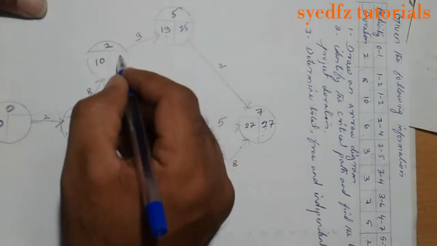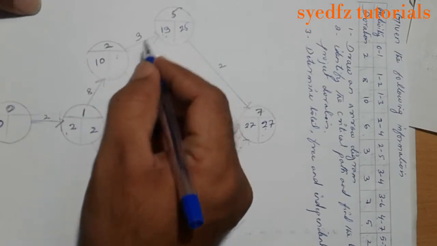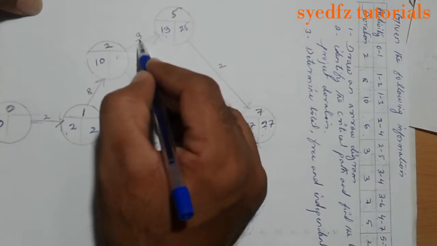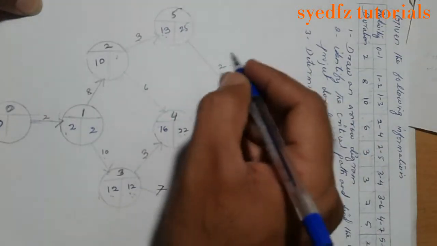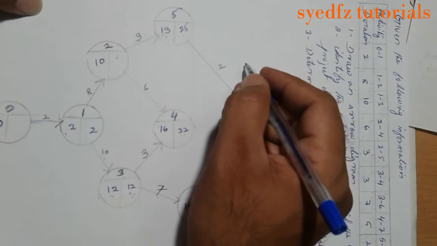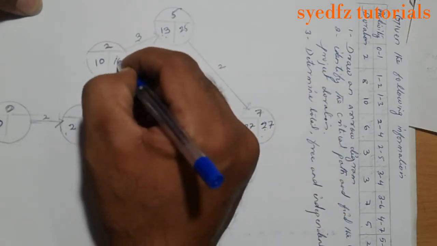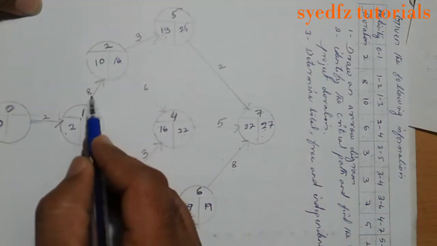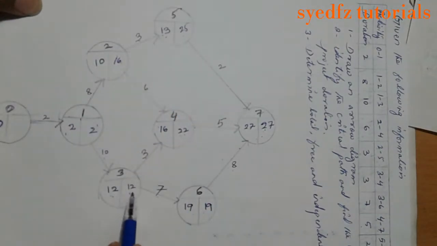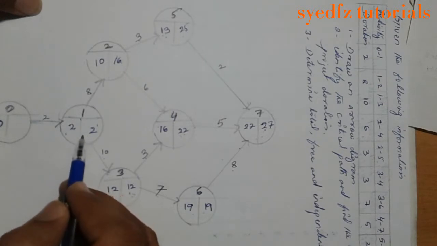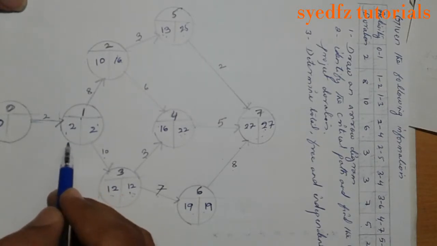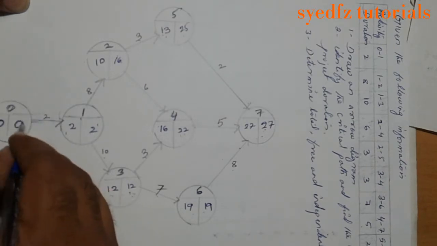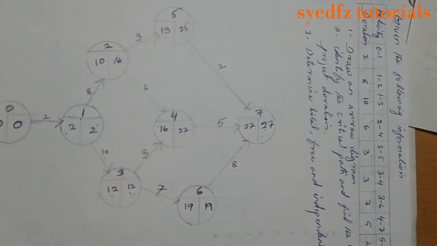But this one is also getting two activities. One from 5, one from 4. Okay, 25 minus 3 is only 22. But here 22 minus 6 is 16. So 16 is the lesser. Now for the first head, 16 minus 8 is 8. But from here 12 minus 10 is 2. So 2 is the lesser. So take 2. Now this one has only one activity. 2 minus 2 is 0. So we have got the result.